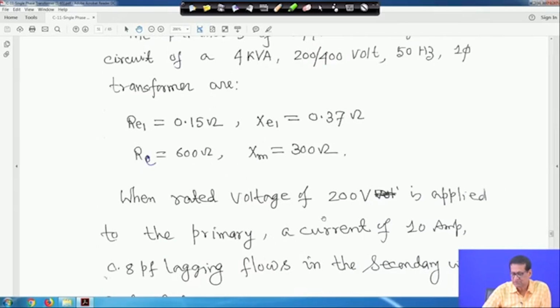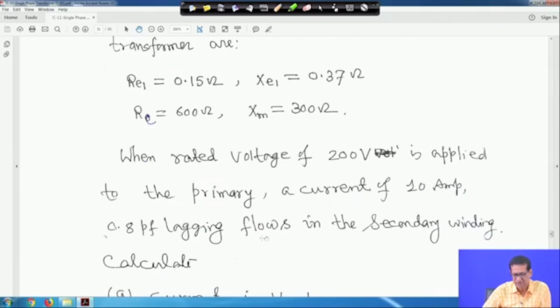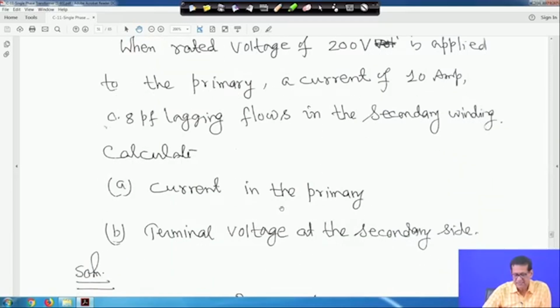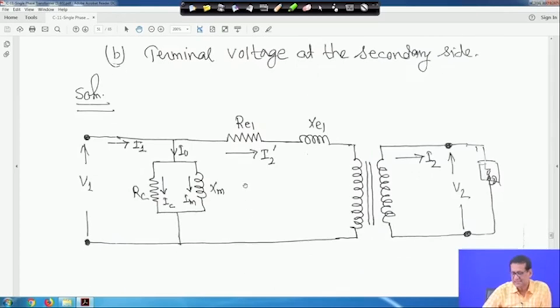When rated voltage of 200 volt is applied to the primary, a current of 10 ampere, 0.8 power factor lagging flows in the secondary winding, you have to calculate the current in the primary and the terminal voltage at the secondary side. It is very simple. This is the circuit, my equivalent circuit RE1, XE1, and this side the load is given. So, everything is in terms of primary side.